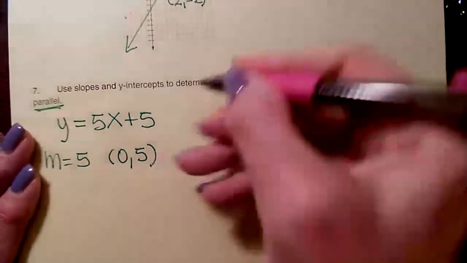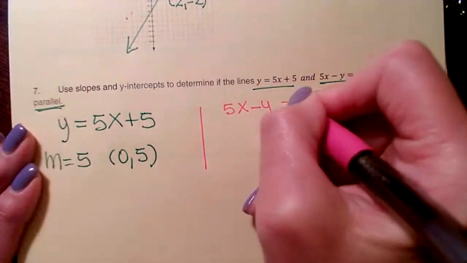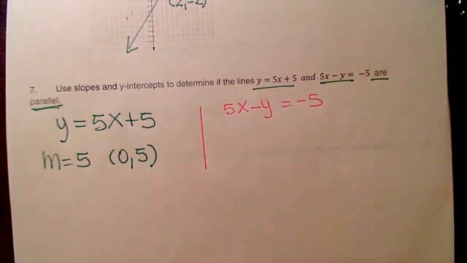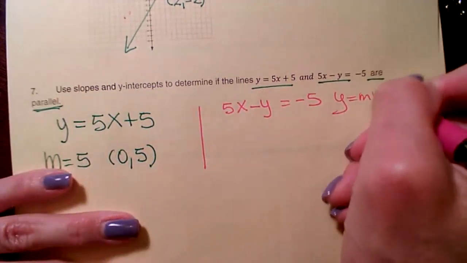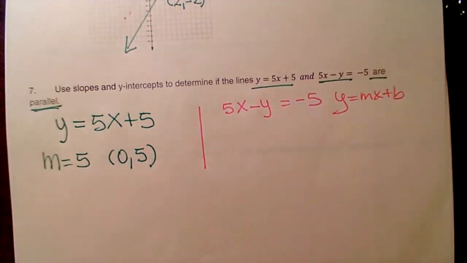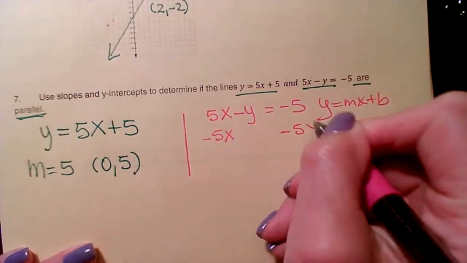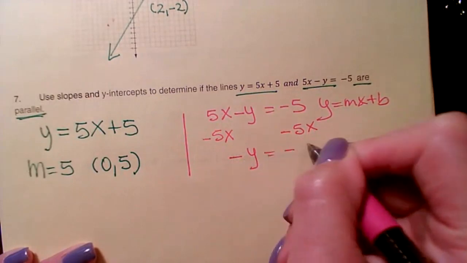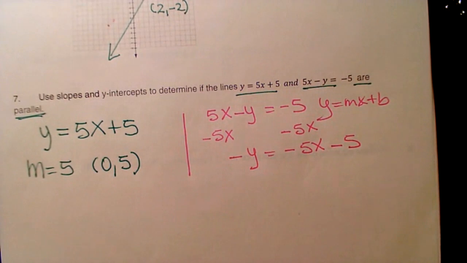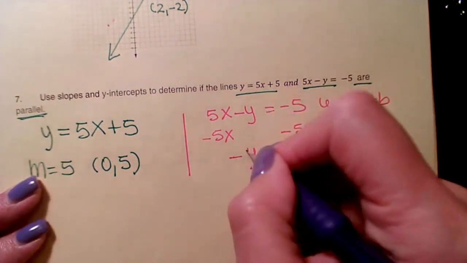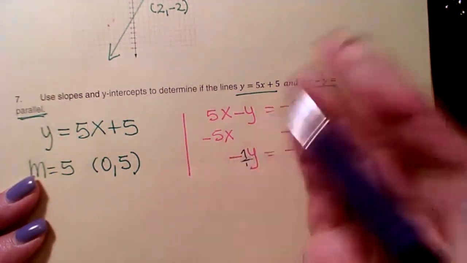We go and find the one for 5x minus y equals negative 5. This equation is not in the form of y equals mx plus b, so let me get it there. We're going to subtract the 5x on both sides: negative y equals negative 5x minus 5. So remember, we have a 1 here, so I'm going to multiply by that reciprocal.